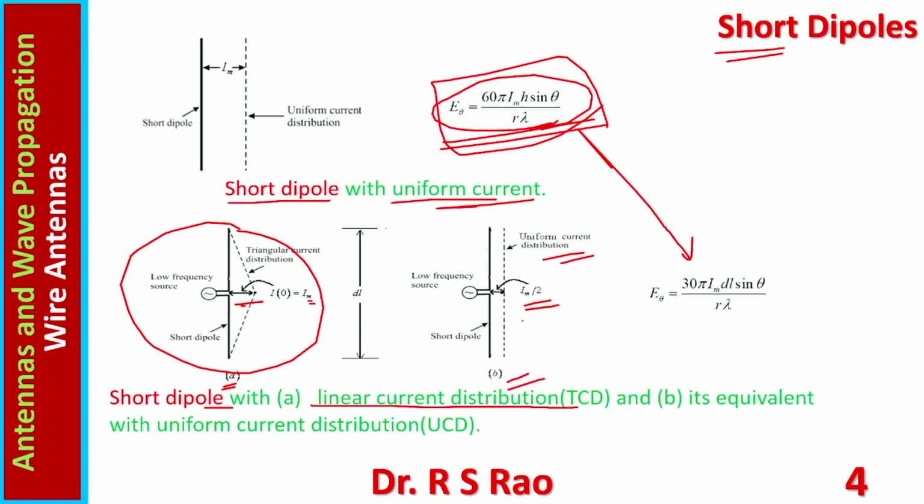In the present case, notice the amplitude of current is Im by 2. Therefore, we have to use Im by 2 in place of Im. It results in E theta equal to 30 pi Im dl sin theta by r lambda. Here, the length of the dipole is indicated by h, but in the given situation it is mentioned as dl. Therefore we have to use dl in place of h. So a short dipole with linear current distribution gives a radiation field intensity given by 30 pi Im dl sin theta by r lambda.